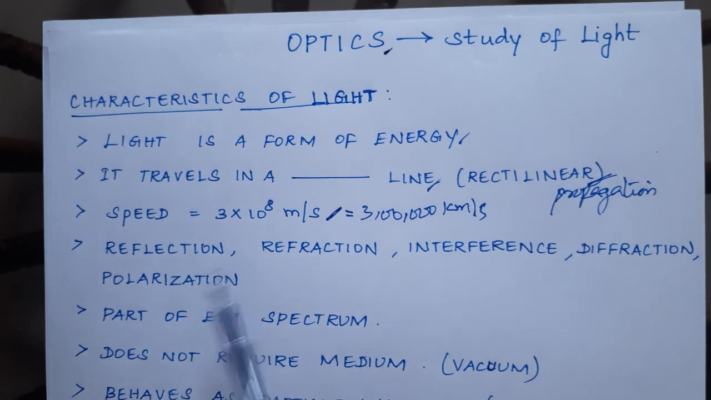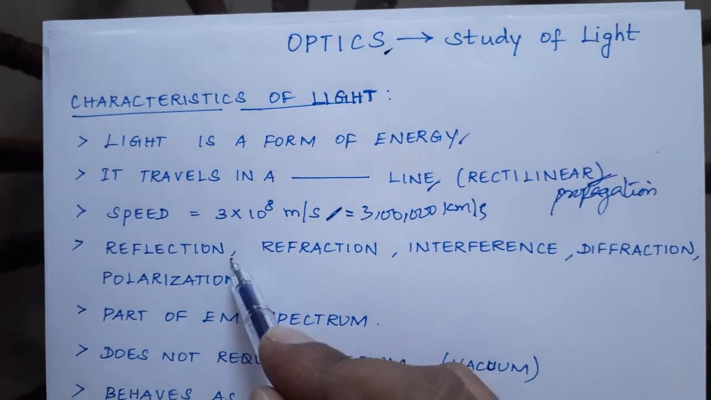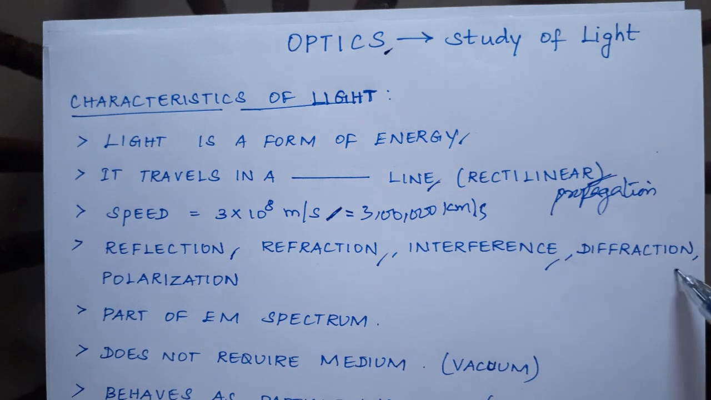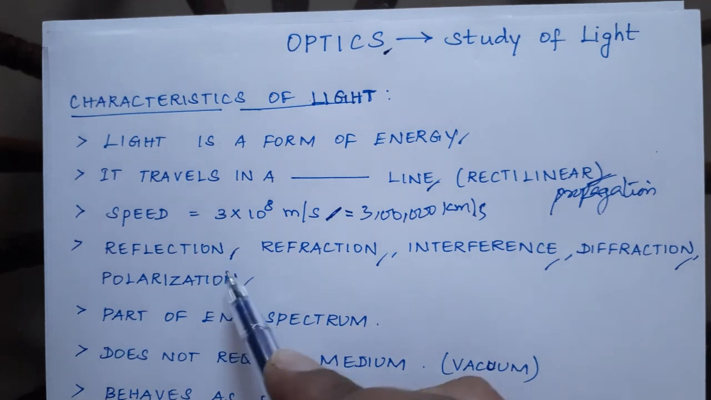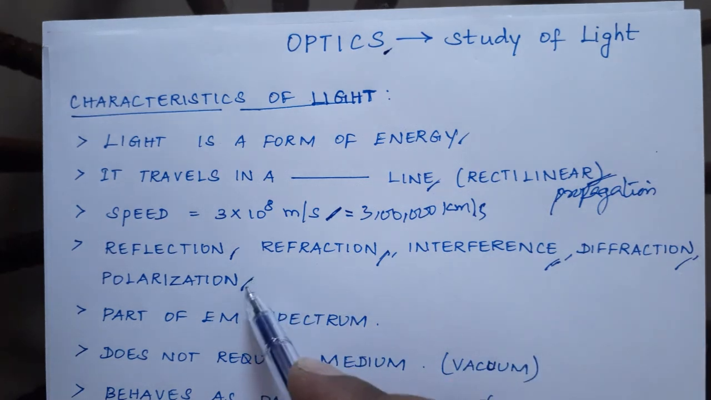Now, light undergoes different phenomena like reflection, refraction, interference, diffraction, and polarization. These are all phenomena we are going to study in depth when we go into that particular chapter. I will give simple definitions: what is reflection, what is refraction, what is interference, what is diffraction, and what is polarization. When we move on to that chapter, we will discuss them elaborately.